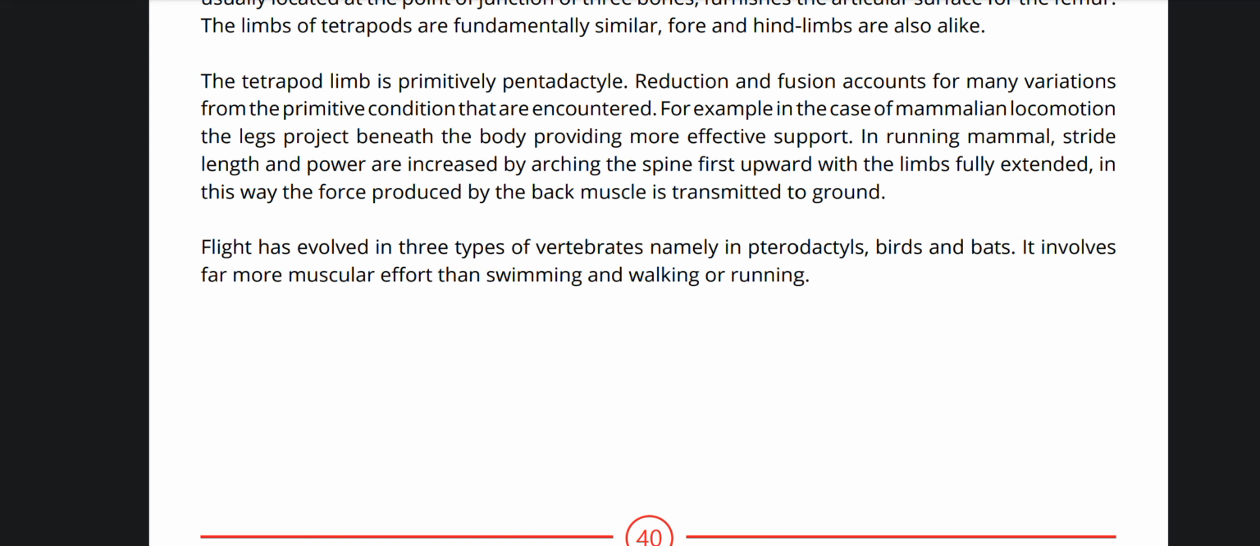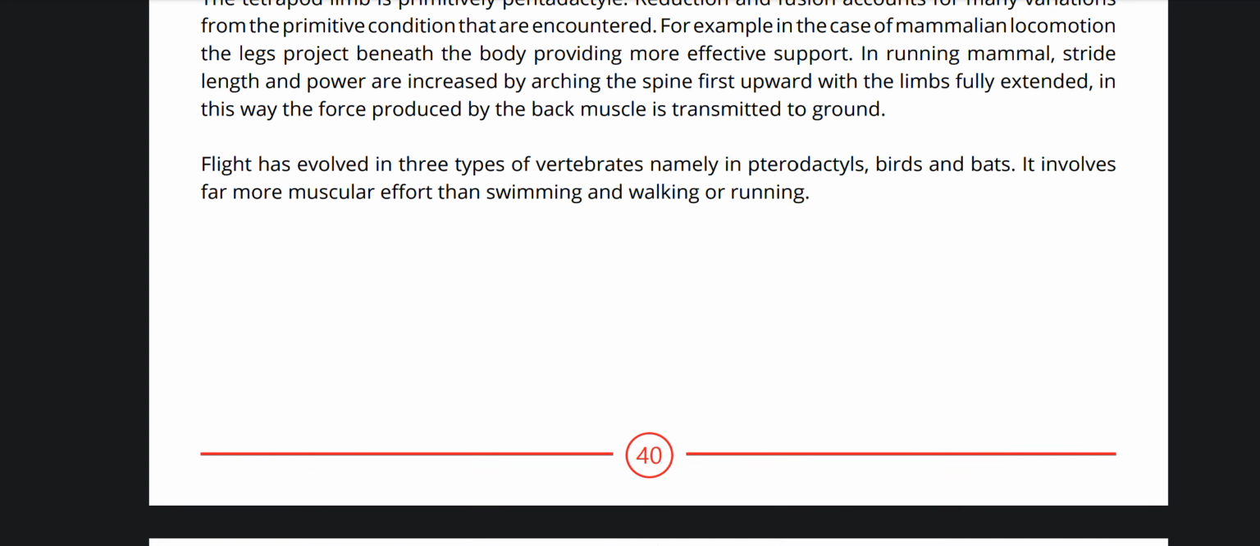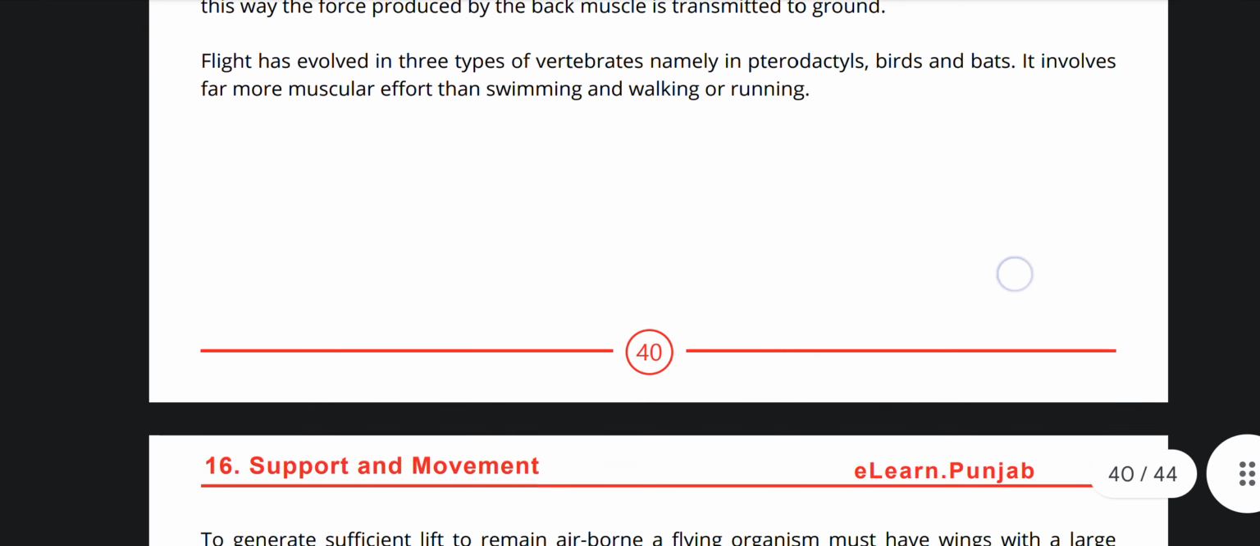For example, in the case of mammalian locomotion, the legs project beneath the body, providing more effective support. In a running mammal, stride length and power are increased by arching the spine first upward, with the limbs fully extended. In this way, the force produced by the back muscles is transmitted to the ground. Flight has evolved in three types of vertebrates, namely pterodactyls, birds, and bats. It involves far more muscular effort than swimming and walking or running.